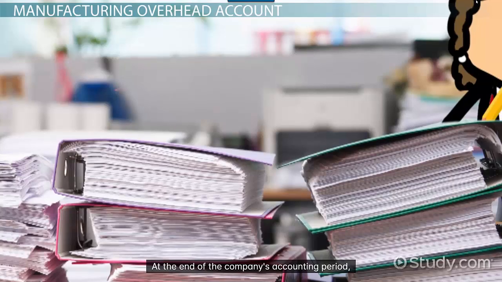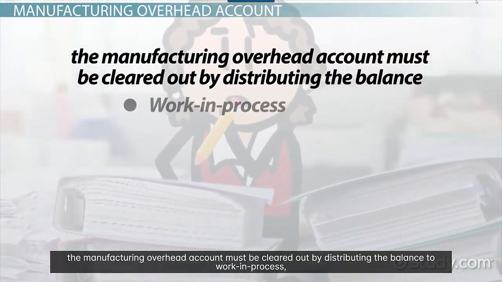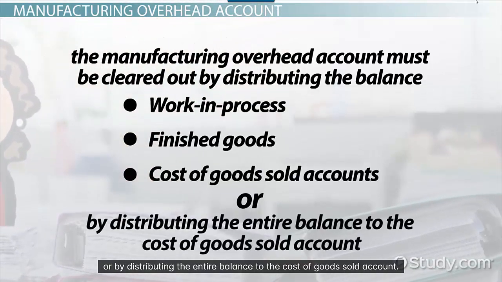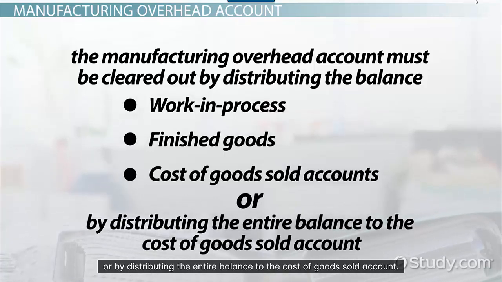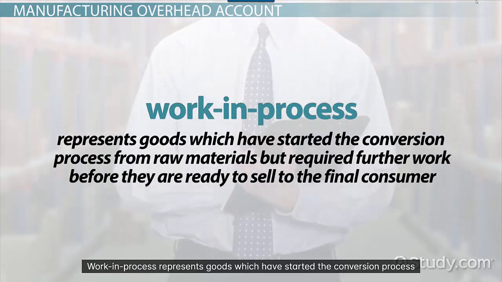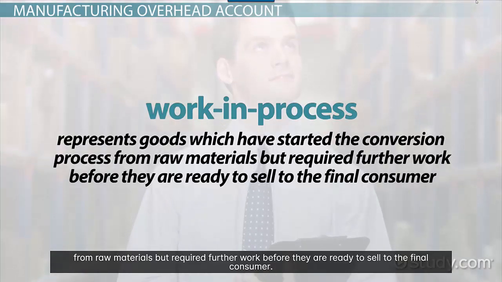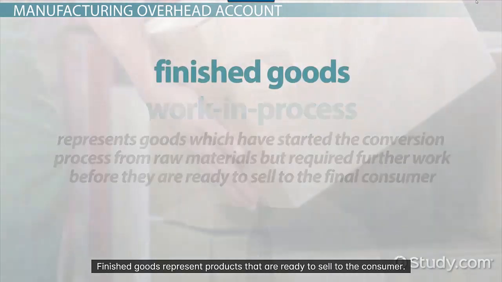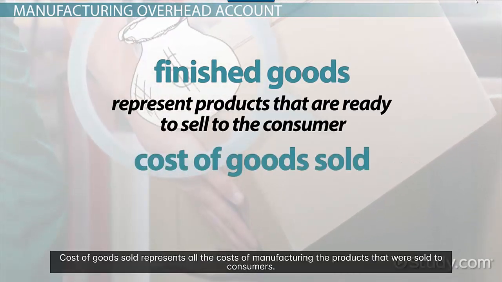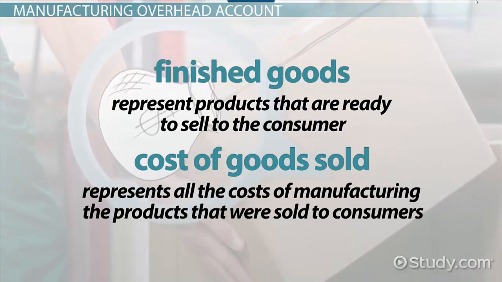At the end of the company's accounting period, the manufacturing overhead account must be cleared out by distributing the balance to work in process, finished goods, and cost of goods sold accounts, or by distributing the entire balance to the cost of goods sold account. Work in process represents goods which have started the conversion process from raw materials but require further work before they are ready to sell to the final consumer. Finished goods represent products that are ready to sell to the consumer. Cost of goods sold represents all the costs of manufacturing the products that were sold to consumers.